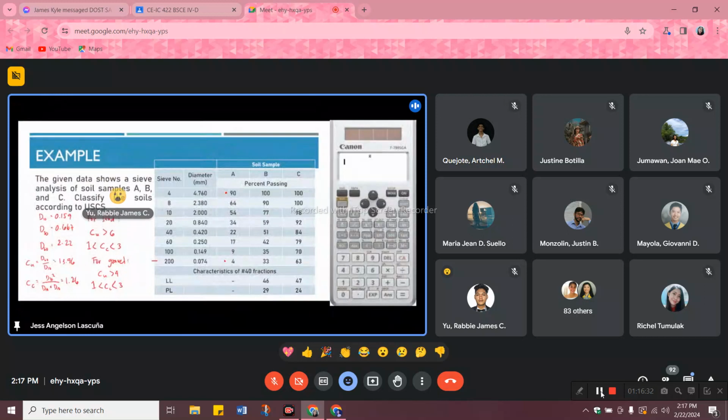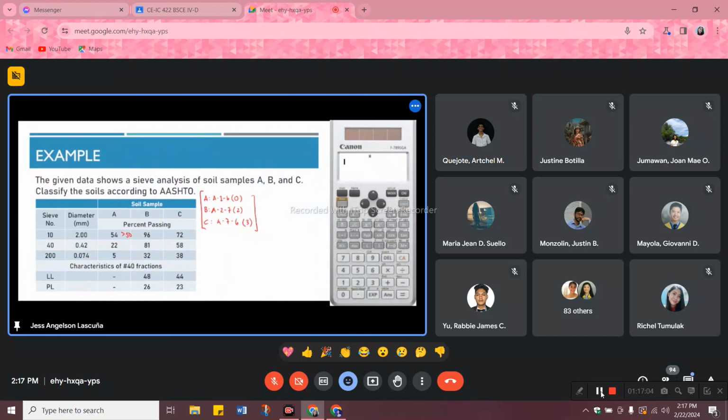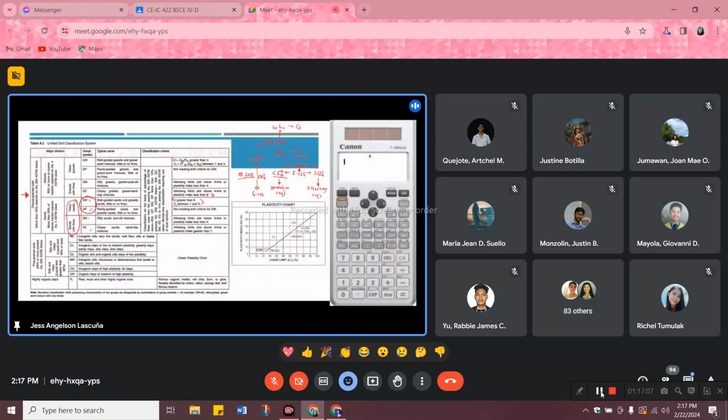Since we have established that it is sand, does it pass? CU is 13.96, greater than 6. And CC is 1.26, within the range of 1 to 3. So therefore it is well graded. So the group symbol for soil A is SW. SW is well-graded sands and gravelly sands, or simply well-graded sands.